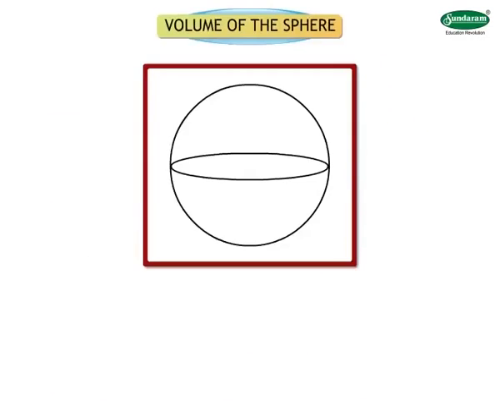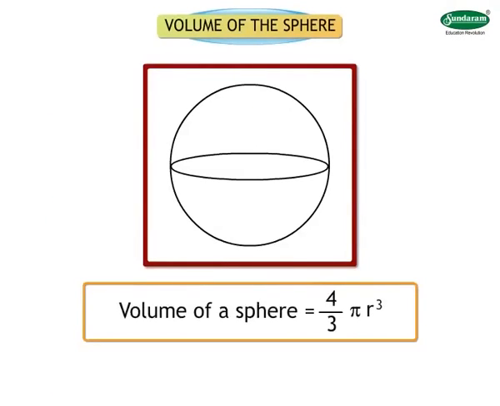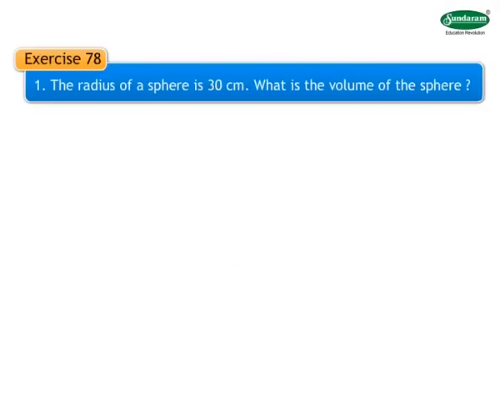Let us begin with the volume of the sphere. The formula for the volume of the sphere is 4 upon 3 pi r cube. Let us solve sum 1 from exercise 78. 1. The radius of a sphere is 30 centimeter. What is the volume of the sphere? Given, radius is equal to 30 centimeter. You have to find the volume of the sphere.